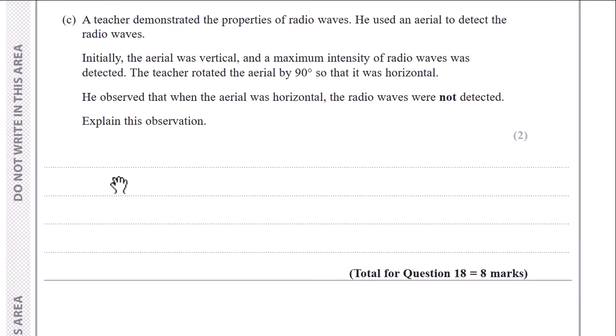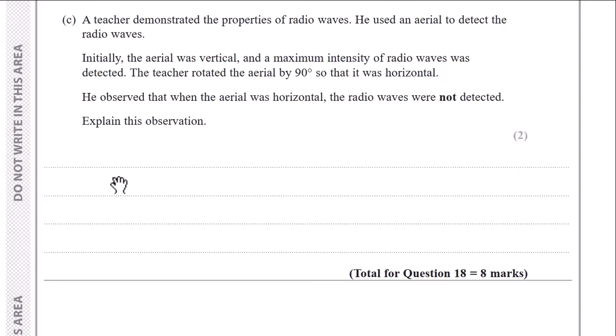So the next part of the question says, a teacher demonstrated the properties of radio waves. He used an aerial to detect the radio waves. Initially, the aerial was vertical and a maximum intensity of radio waves was detected. The teacher rotated the aerial by 90 degrees, so it was horizontal. He observed that when the aerial was horizontal, radio waves were not detected. Explain this observation. So this is a little bit layered question.